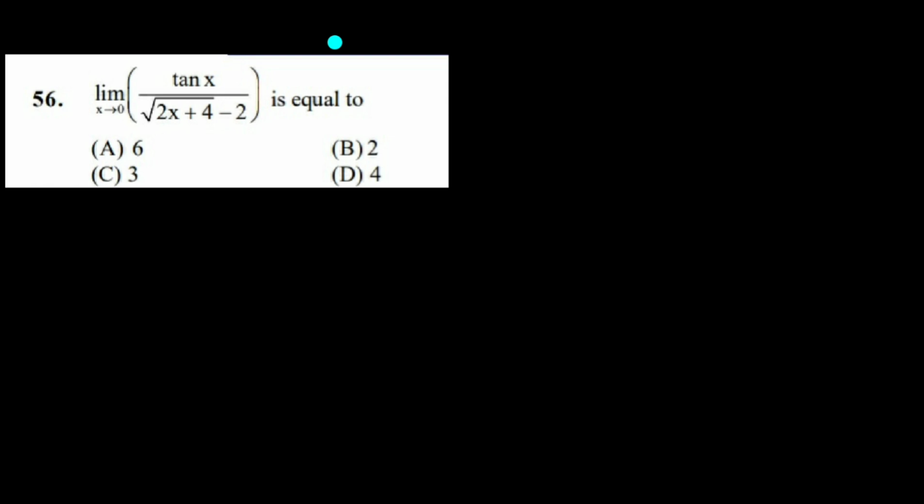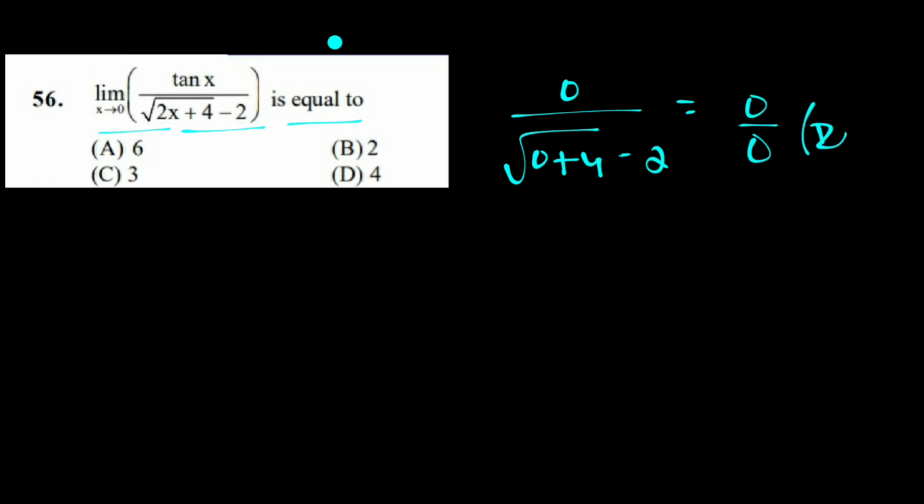Next, problem number 56. Limit x tends to 0 of tan x by root of 2x plus 4 minus 2 is equal to. So this is a limits problem. If you substitute x is equal to 0, tan 0 is 0, divided by root of 2 into 0 plus 4 minus 2, that is nothing but 0 by 0, an indeterminate form. So that's why we have to apply the L'Hospital rule. What is the L'Hospital rule? We have to find the derivative of the numerator and denominator.